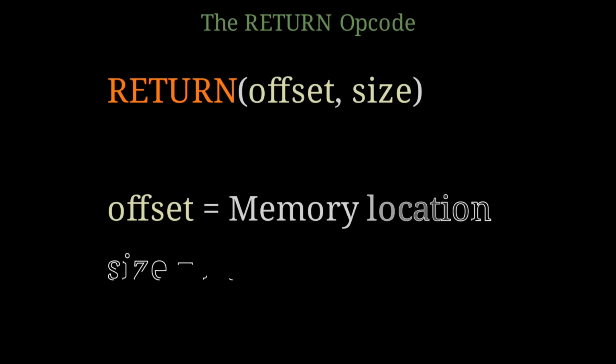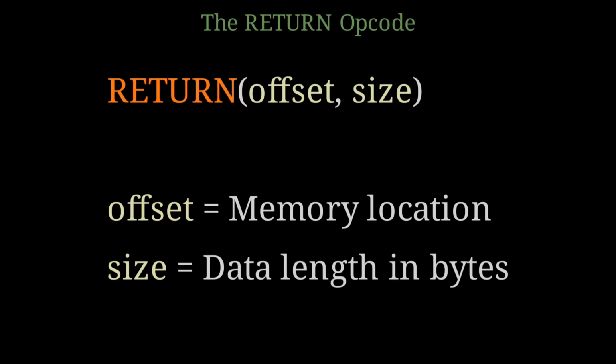It's called return. Return takes two arguments from the stack. First, an offset. This points to a location in memory. Second, a size. This tells the EVM how many bytes to return. It then returns that chunk of memory to the caller.